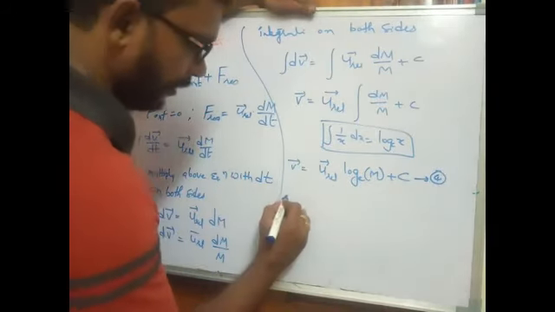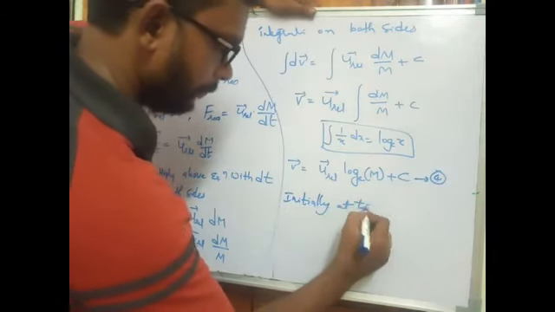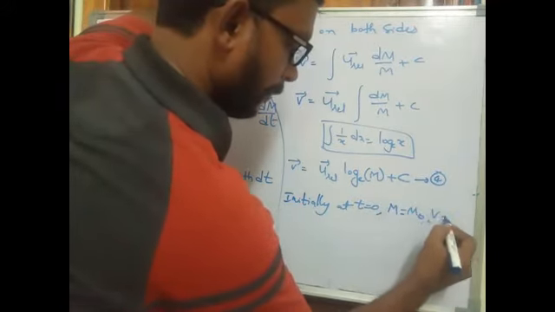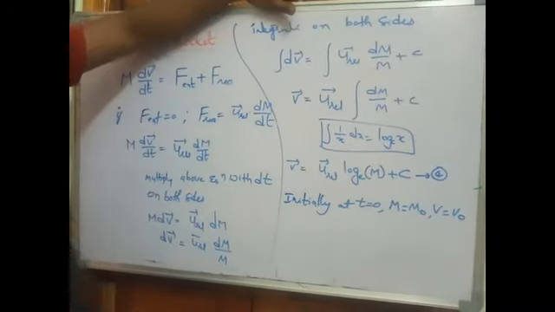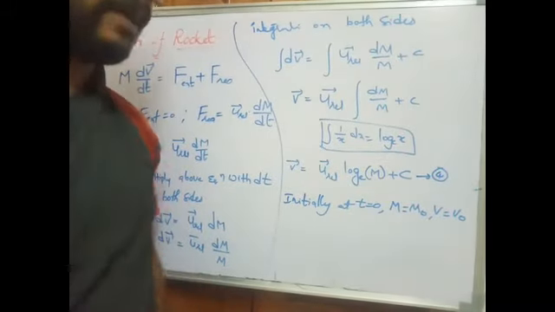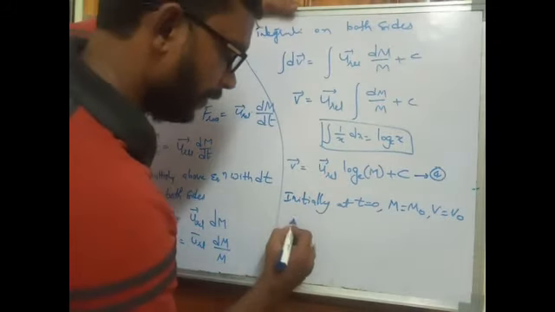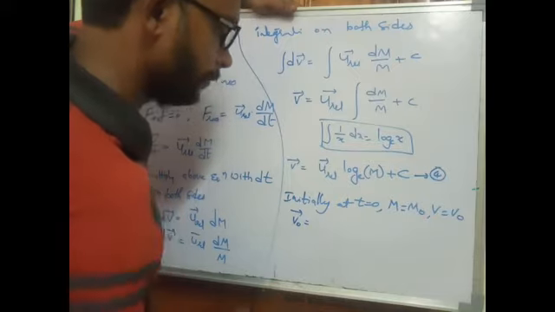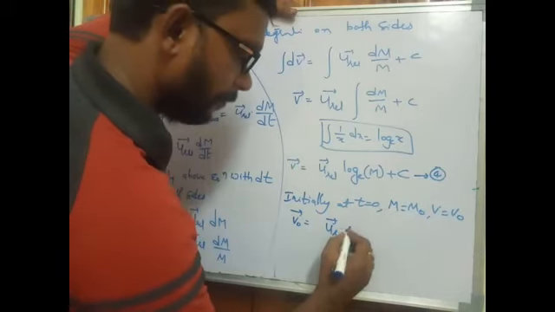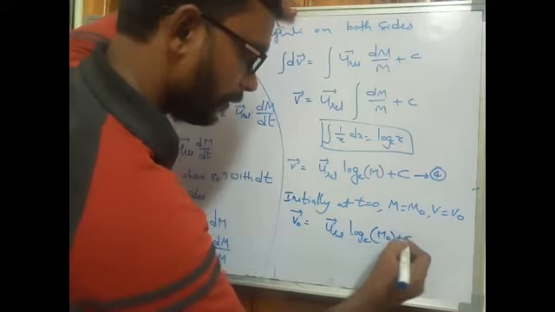Now initially, at t equal to 0, m can be taken as m0 and v can be taken as v0. Initially at t equal to 0, the mass of the rocket is m0 and its velocity is v0. Substitute these into the above equation. Then we get v0 bar equal to relative velocity into log e m0 plus c.